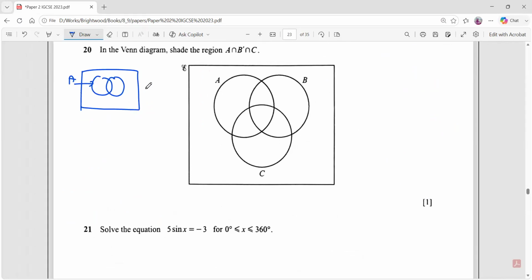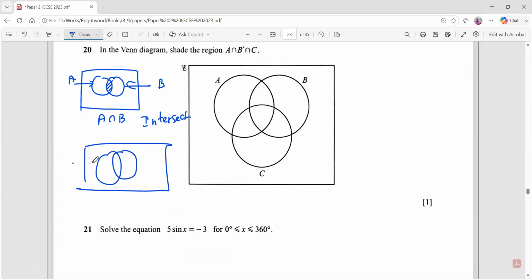If I consider A and B, A intersect B is here. Normally we use this symbol, and we call it intersect. The second thing is union. Union is the whole thing. If I consider A and B, all of it together we call the union. Union is the whole part. Okay, those are the basic two things.